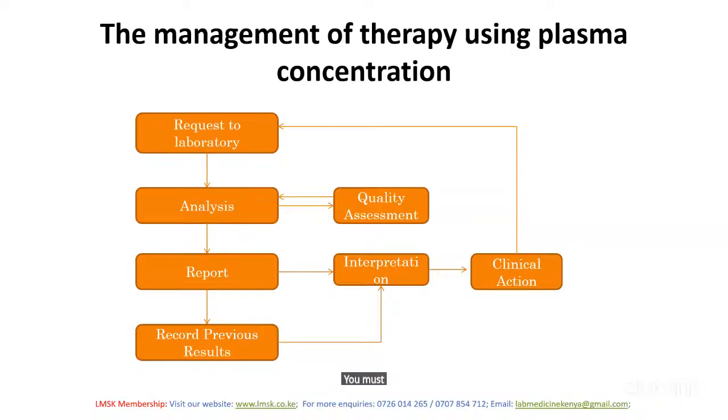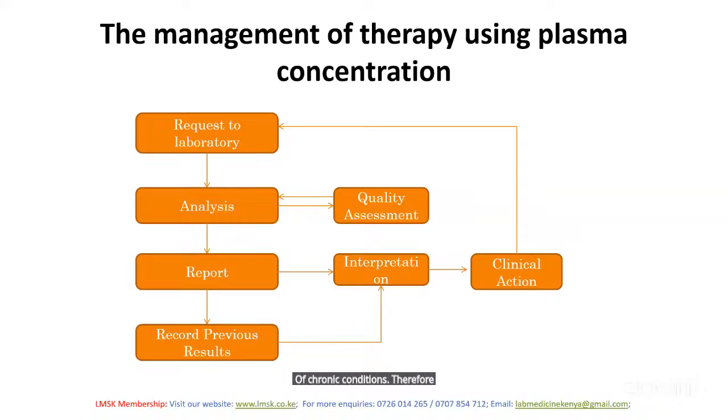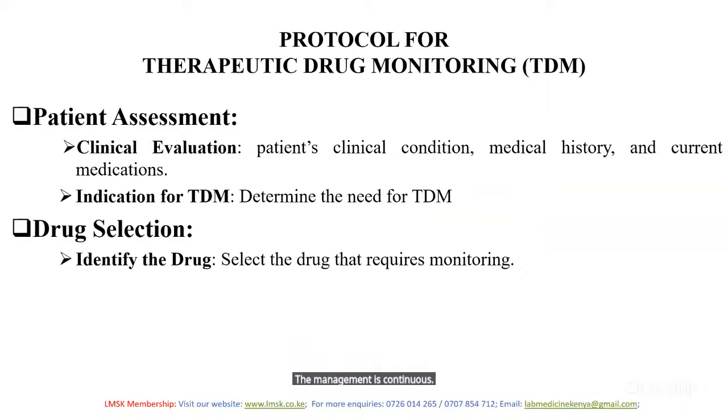You must have previous results so that as you interpret the current report, you interpret it on the basis of previous results so that you can take a clinical action. The other thing, drug monitoring is a continuous process because most of these people have chronic conditions. Therefore, that's why you can see the management is continuous. So just a few pieces of information about the protocol for therapeutic drug monitoring as we finalize.